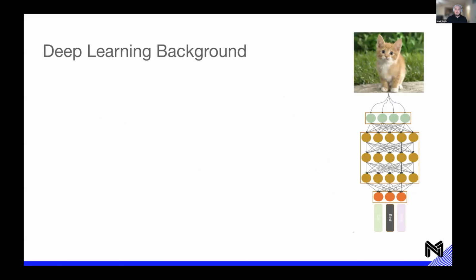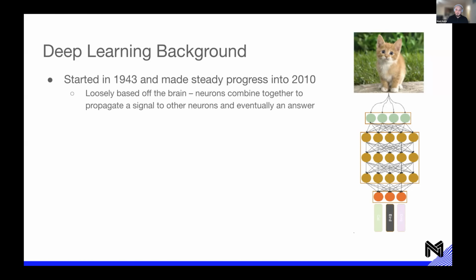So, diving into the deep learning background, as we can see on the right, we have a simple neural network here, which is trying to classify this cat at the top. Neural networks started around 1943, and they've made steady progress into 2010. They're loosely based off the brain, where we're looking at each of these neurons and the connections. Within the brain, we have a bunch of neurons that are constantly trying to send signals to each other, and they're nonlinear in nature, meaning that we can't just do a single linear function to evaluate the entire network. So we have nonlinearities, we have spiking functions in the brain.